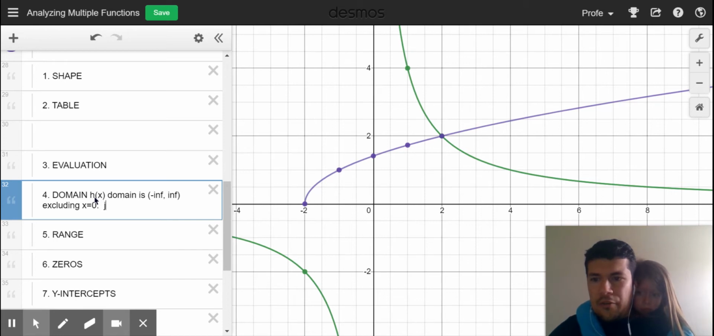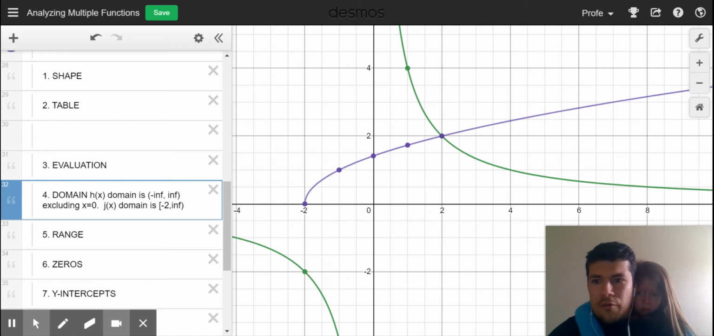All right. Now for j of x, your domain is simply [-2, infinity), and use a bracket right there. And that's because you can't use any number before -2. The function starts at -2.